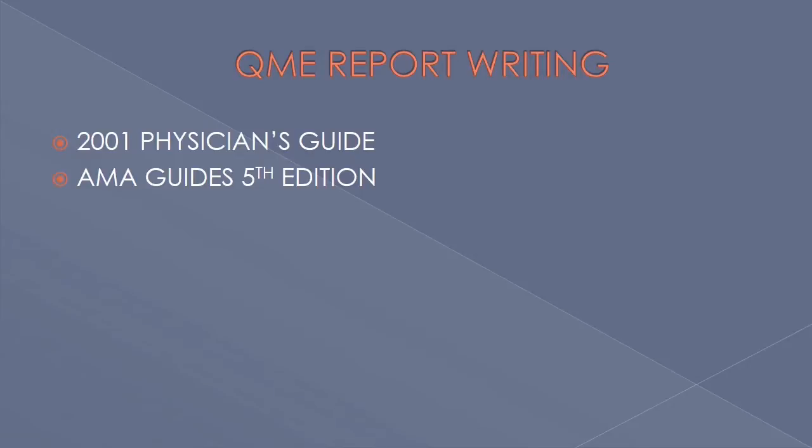Okay, so let's get into the remainder of this program and talk about QME report writing. And our references for this section of the report are going to include the 2001 Physician's Guide and the AMA Guides 5th edition. And what we're going to talk about in this section of the report is how to put your report together so that it's a beautiful work product, and so that it represents you and it represents your hard work and it represents you well. It presents you as a competent and a qualified medical evaluator.